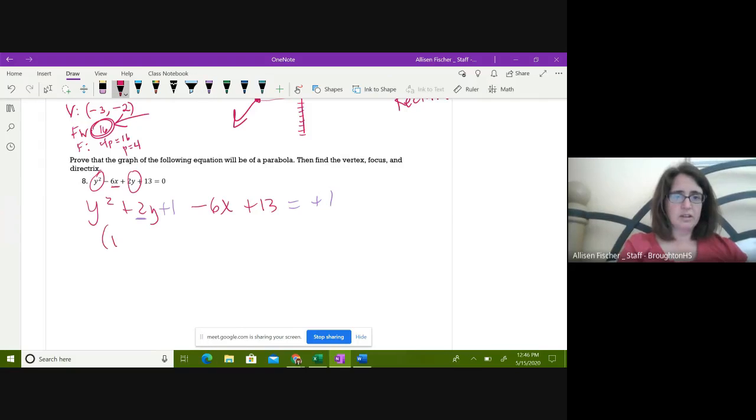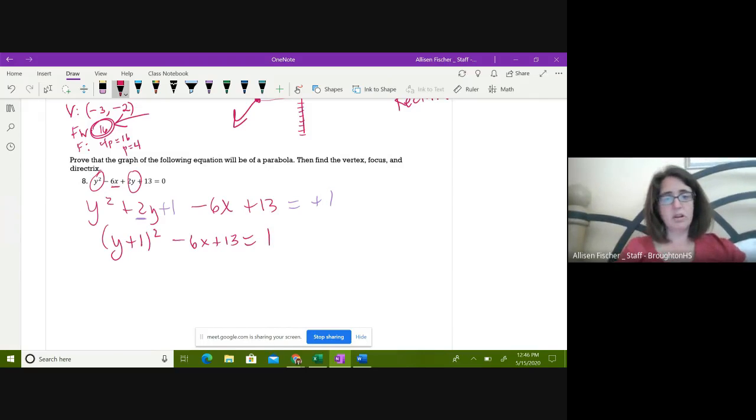No. And then you're going to make this y plus 1. Once you factor y squared plus 2y plus 1, you get y plus 1 squared minus 6x plus 13 equals positive 1. Now, just like we were doing with the other ones, we actually want x on a side all by itself. So here's where it's a little bit messy.